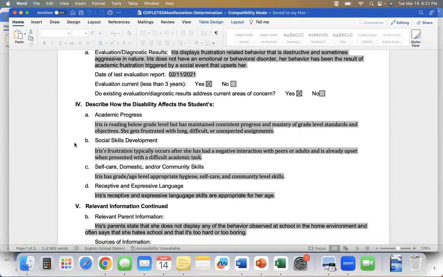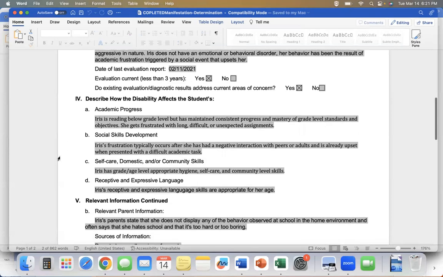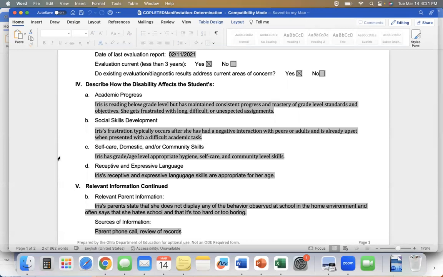impacts her. She is reading below grade level, but has been able to maintain consistent progress and mastery of grade level standards and objectives. She does get frustrated with those long, difficult, or unexpected assignments. Social skills wise, this frustration typically occurs after some type of negative interaction with someone else, when she's already upset and then is presented with a difficult academic task.